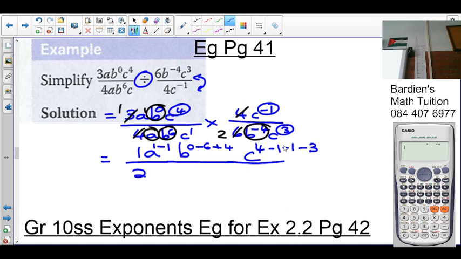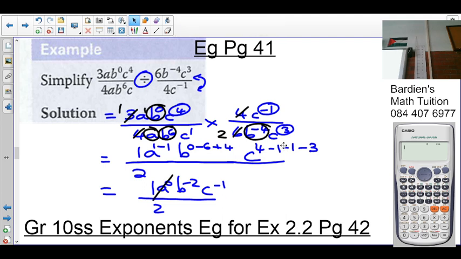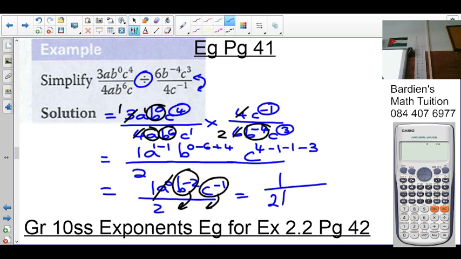Am I moving slow enough? Okay. So it's 1 over 2. a: what's 1 minus 1? 0. b: 0 minus 6 is negative 6, plus 4, negative 2. c to the minus 1. People, anything to the power 0 is? 1. So that is 1. Where must this one go? Bottom. Where must this one go? That would simply give us 1 over 2b squared.